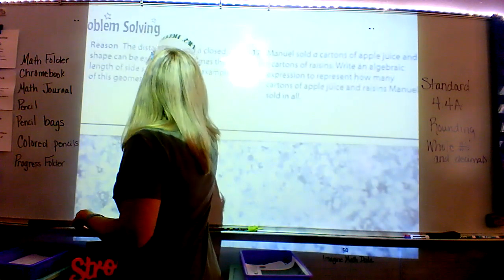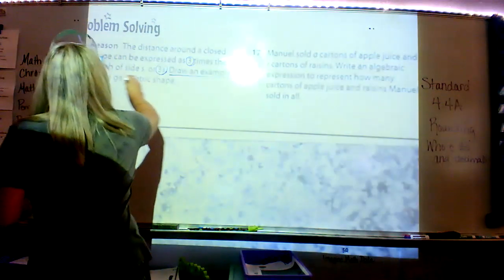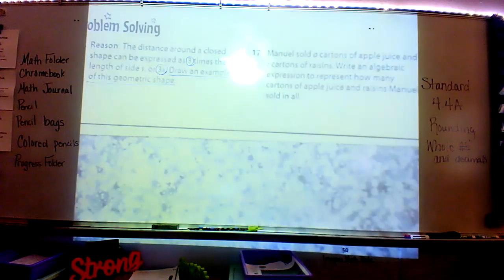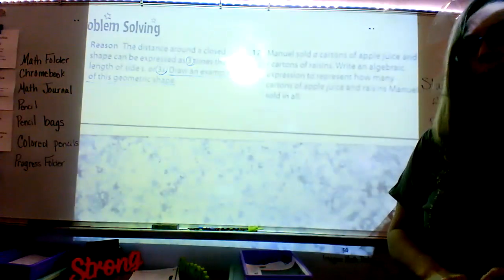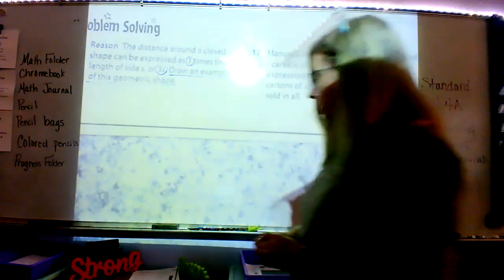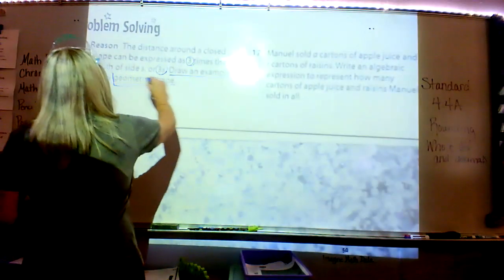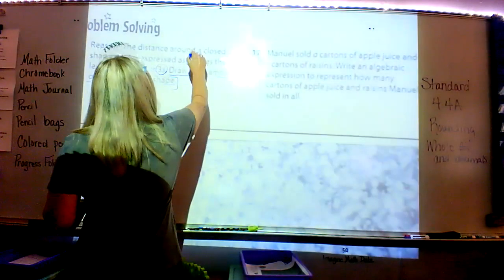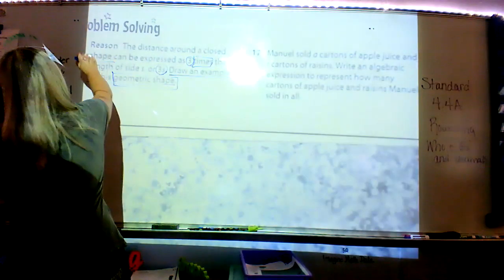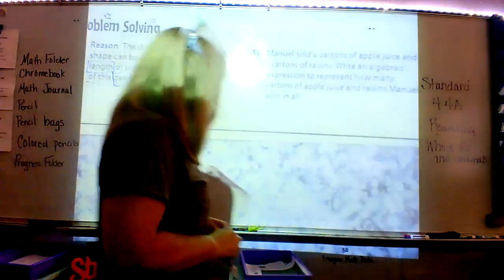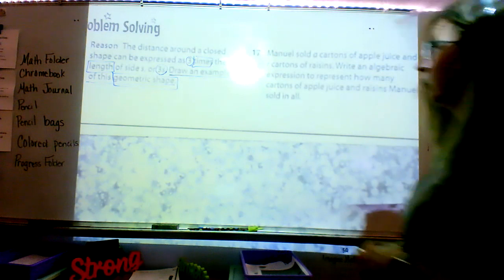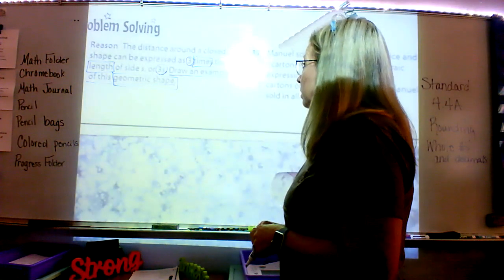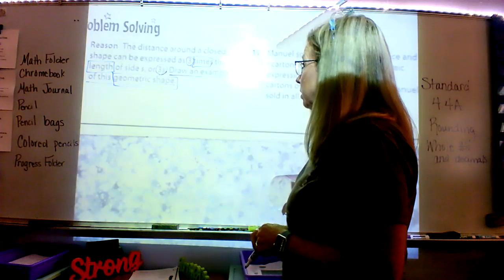Underline the question. This one actually doesn't end in a question mark, does it? But it is giving us something to do, right? Draw an example of this geometric shape. Box the key words. What are your key words up here? Geometric shape. Very good. Times and length, right? Anything else? No. I think we got them all.